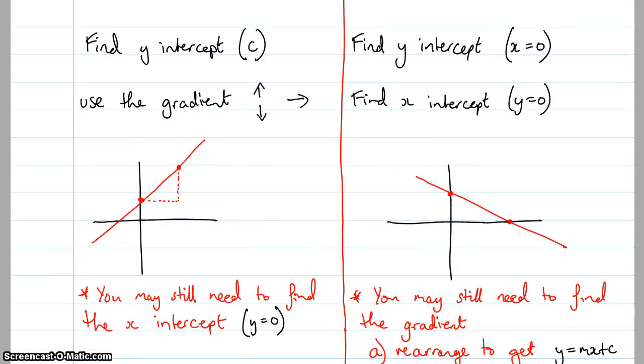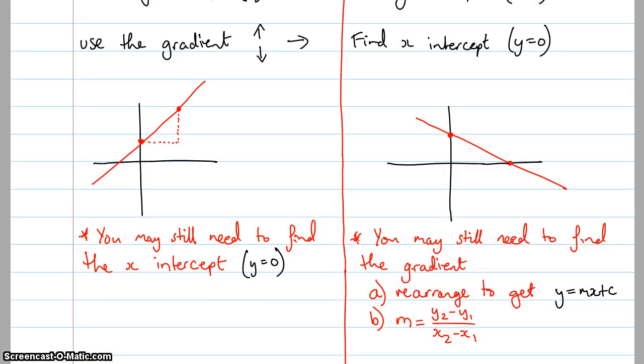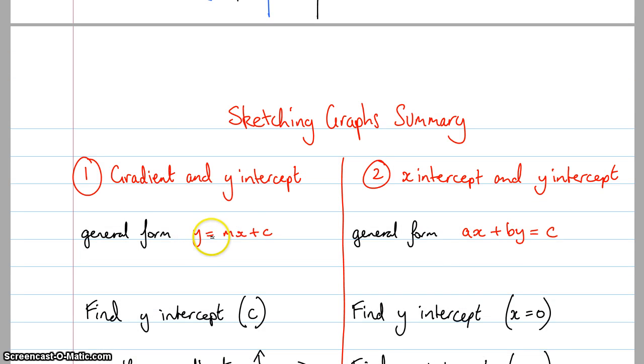Now, I do say for all graphs, you need to find both the x-intercept and the y-intercept. That is always important. Okay, and if you were asked to find the gradient for any graph, you could just read it off, this y equals mx plus c. If it's not in this form, you either have to rearrange it or calculate the gradient based on your graph.